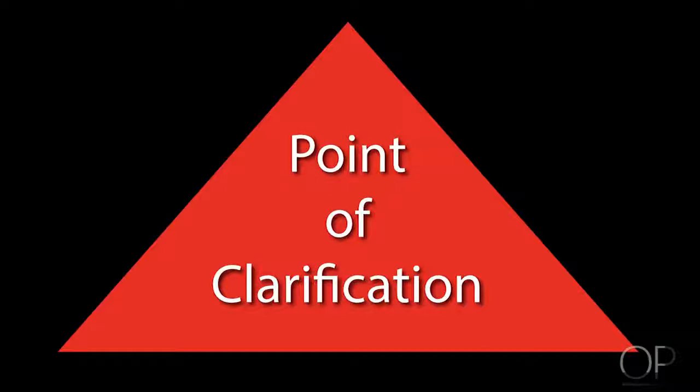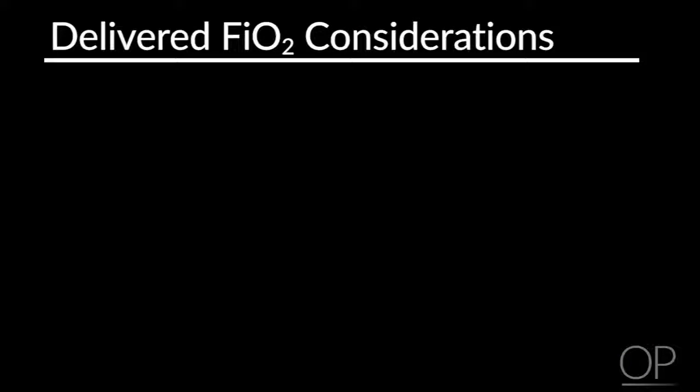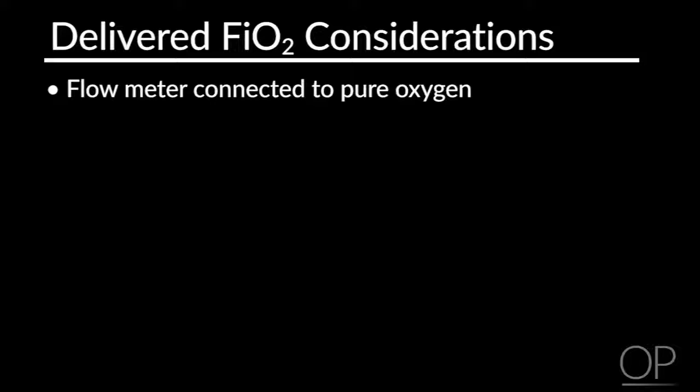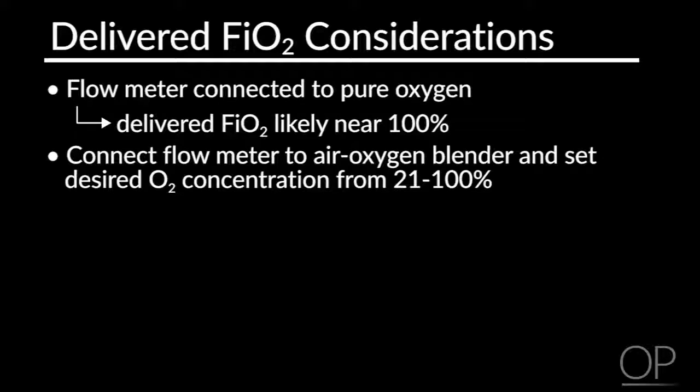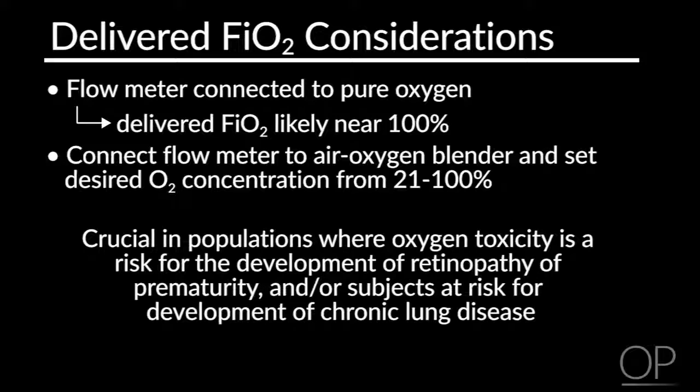Point of clarification. It is important to consider the delivered FiO2 with this setup. If the flow meter is connected to a pure oxygen source, then the delivered FiO2 is likely to be near 100%. Ideally, the flow meter should be connected to an air-oxygen blender that enables the clinician to select the desired oxygen concentration from 21 to 100% oxygen. This is crucial in populations where oxygen toxicity is a risk for the development of retinopathy of prematurity, especially those born less than 31 weeks gestational age, and or in subjects at risk for the development of chronic lung disease.